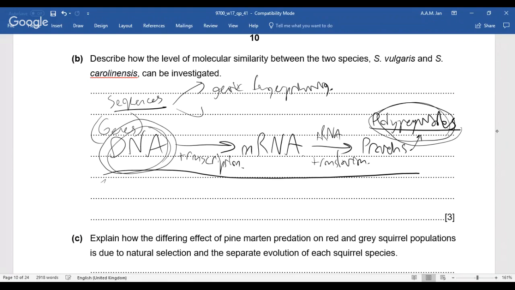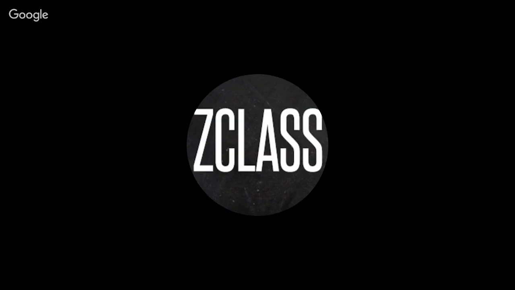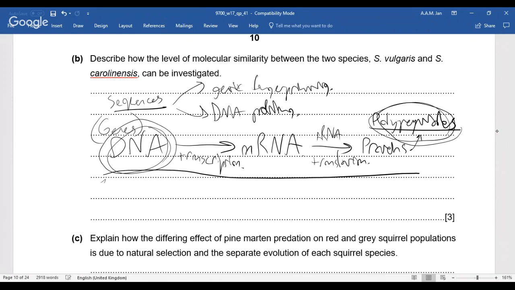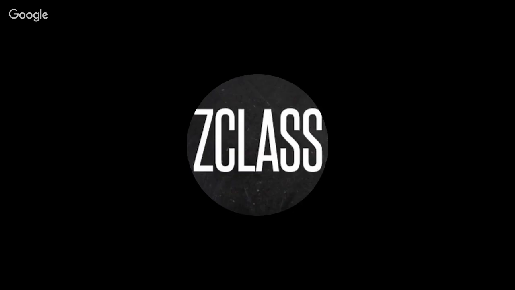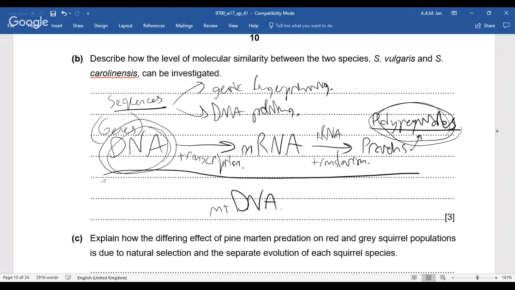And DNA profiling. And other, you could talk about other sequencing methods and get a point there. And the last thing you could talk about is mitochondrial DNA. Mitochondrial DNA is only passed on from the mothers, and because of that, it retains a sort of fingerprint for the species, and because of that, you can compare it to the species.